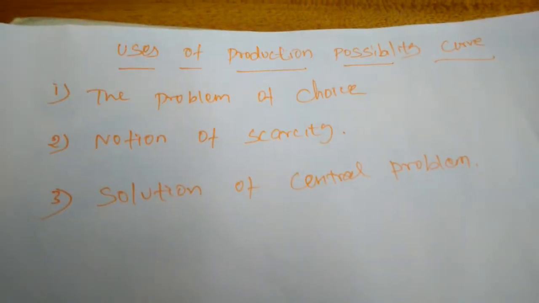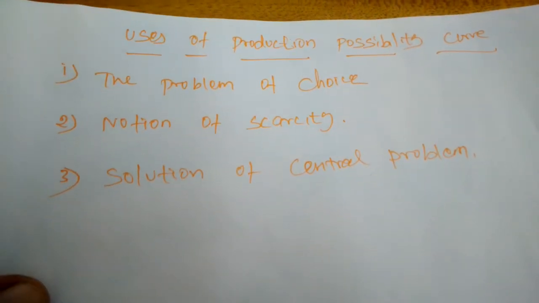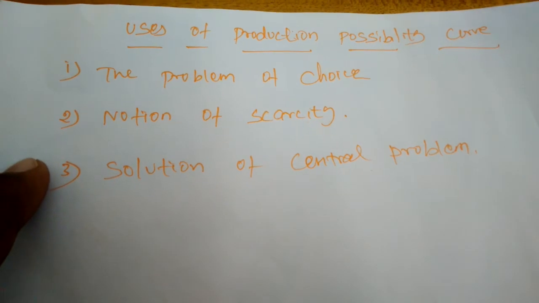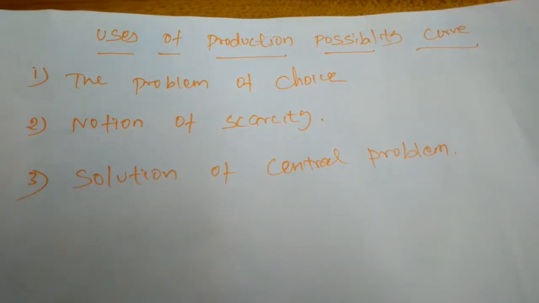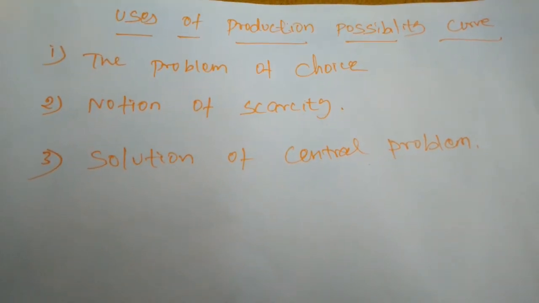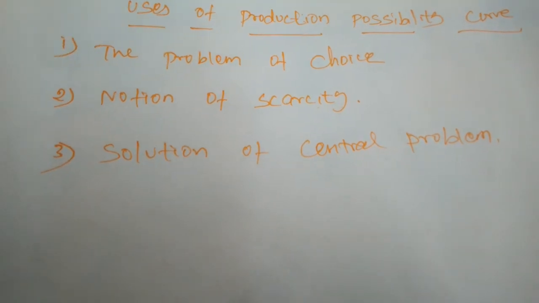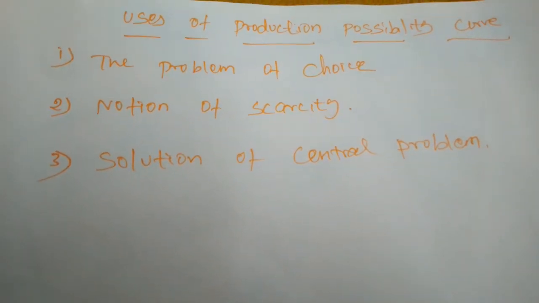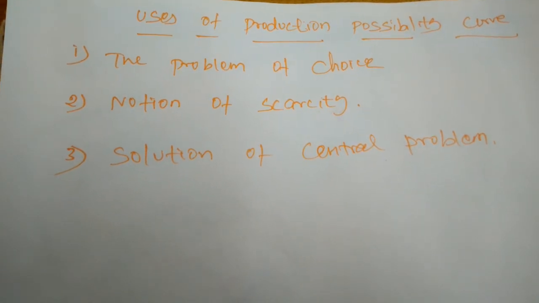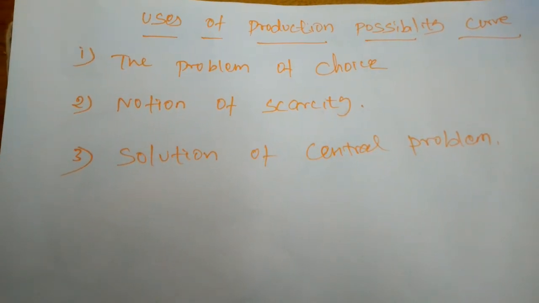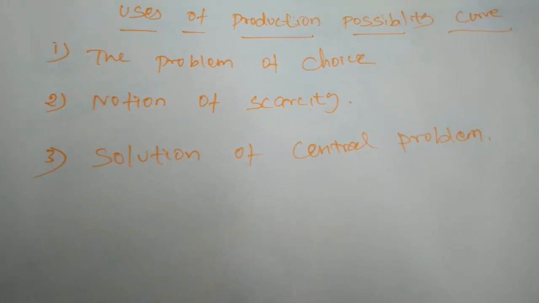Today we will study the uses of the production possibility curve. We are studying the production possibility curve now, so what are the uses? First among the uses of the production possibility curve is the problem of size. All nations have the problem of size of production: what products we have to produce, how much, and for whom. This is the problem of size.